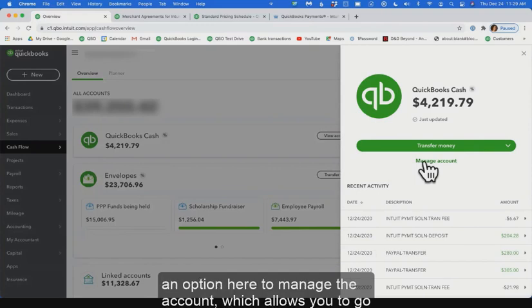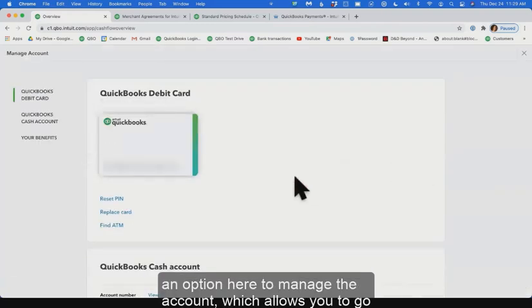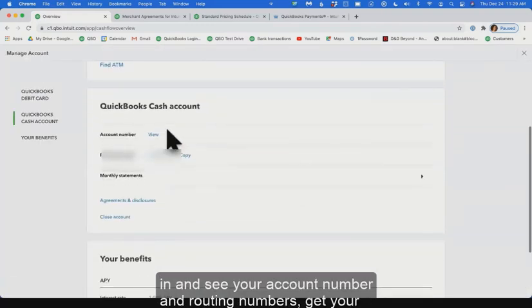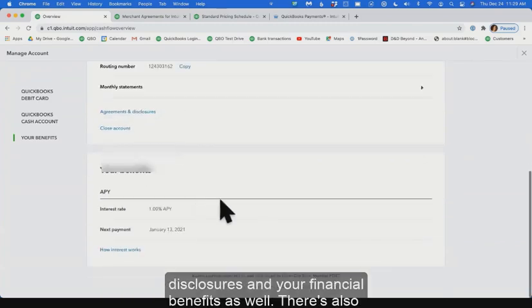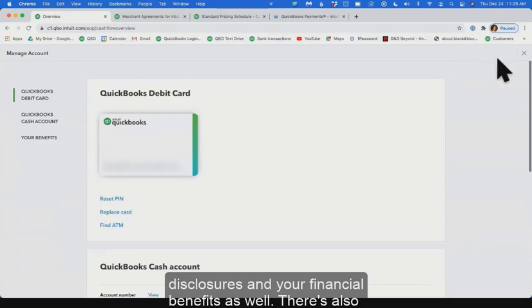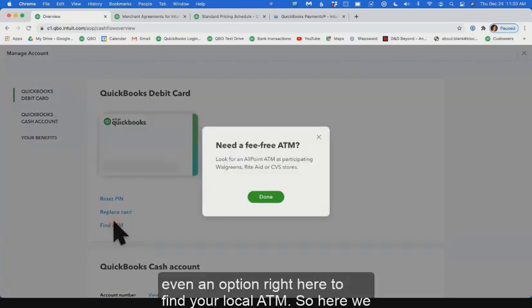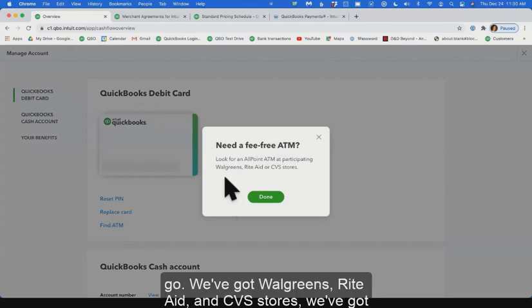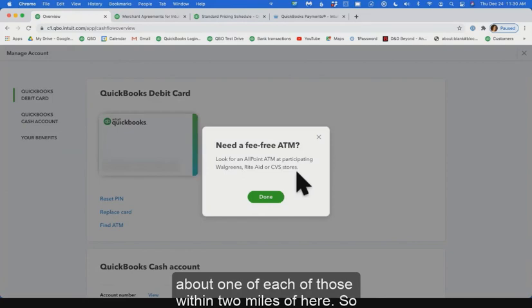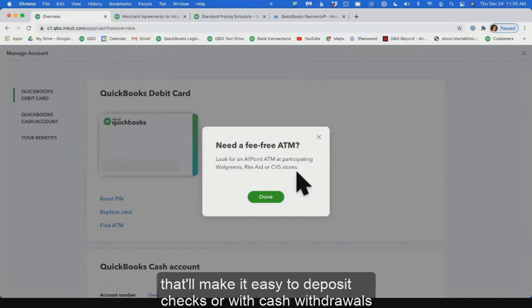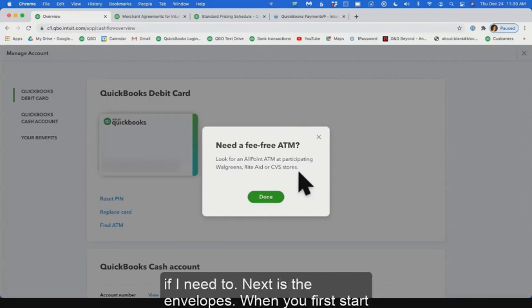There's also an option here to manage the account, which allows you to go in and see your account number and routing numbers, get your disclosures and your financial benefits as well. There's also even an option right here to find your local ATM. So here we go. We've got Walgreens, Rite Aid, and CVS stores. I've got one of each of those within 2 miles of here. So that'll make it easy to deposit checks or make cash withdrawals if I need to.